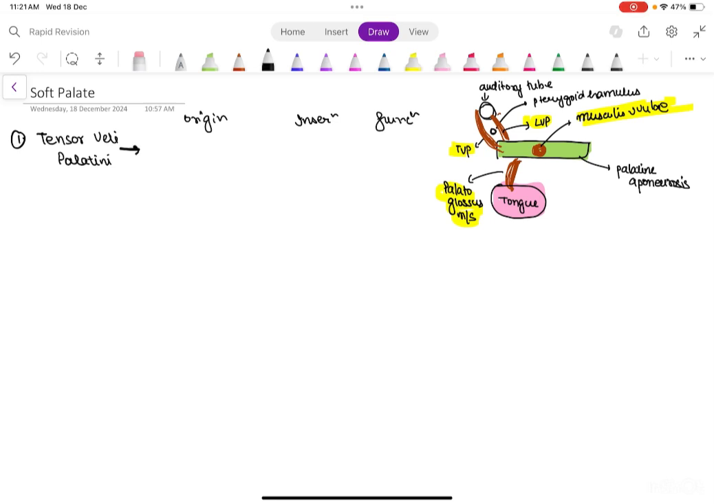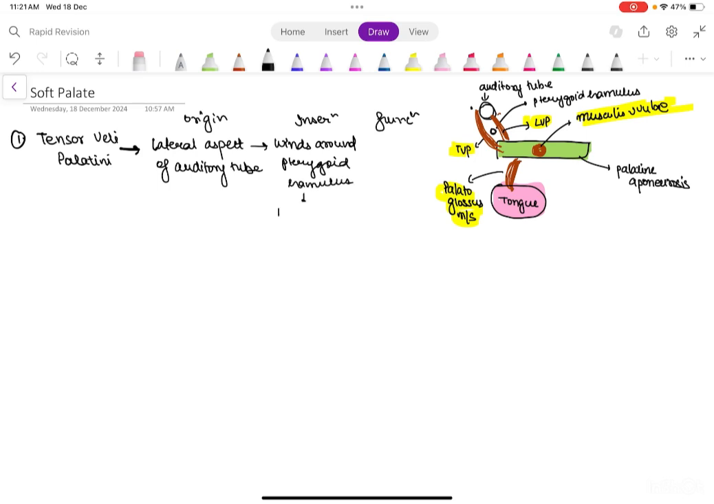So what is the origin of the tensor veli palatini? It is the lateral aspect of the auditory tube, right? This one. So lateral aspect of the auditory tube. And where is it inserting? It winds around the pterygoid hamulus.